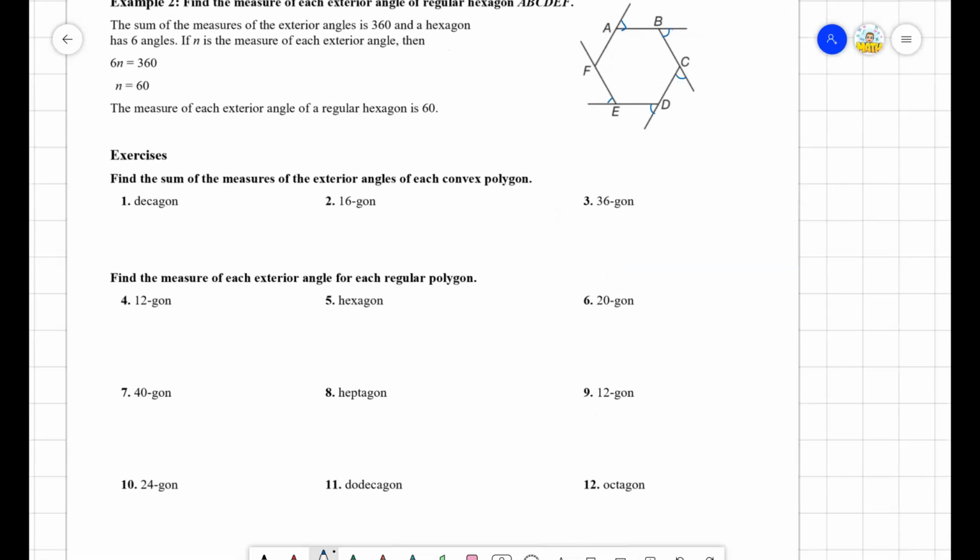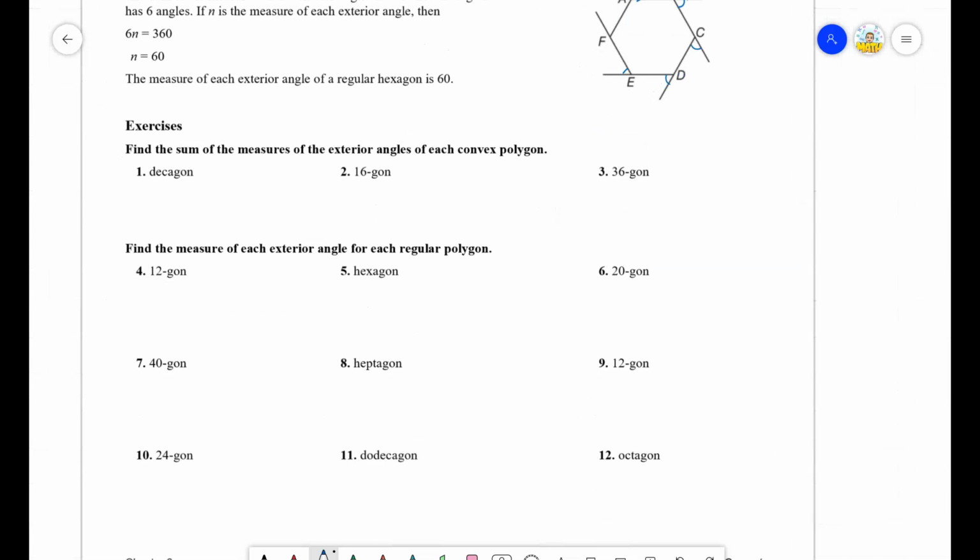So it doesn't really matter how many sides the figure has. If it's a decagon, the sum of the measures of exterior angles, as soon as you see it, it's 360. Well, what if it has 16 sides? What do the exterior angles add up to? They still add up to 360. And if it's a 36-sided figure, again, they'll still add up to 360 degrees. That's it. It's as simple as that.